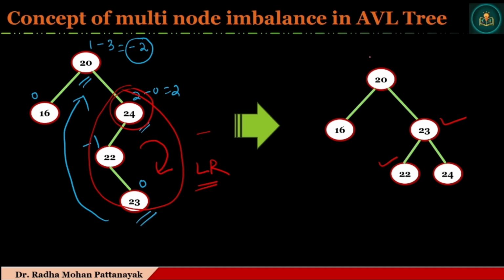Now calculate the balance factor. 20 balance factor, left height is 1, right height is 2. 1 minus 2, that is minus 1. 16 balance factor, 0 minus 0, 0. 23 balance factor, 1 minus 1, that equals 0. 22 balance factor, 0 minus 0, that is 0. 24 balance factor, that is also 0. Now you can observe here all the nodes are balanced.